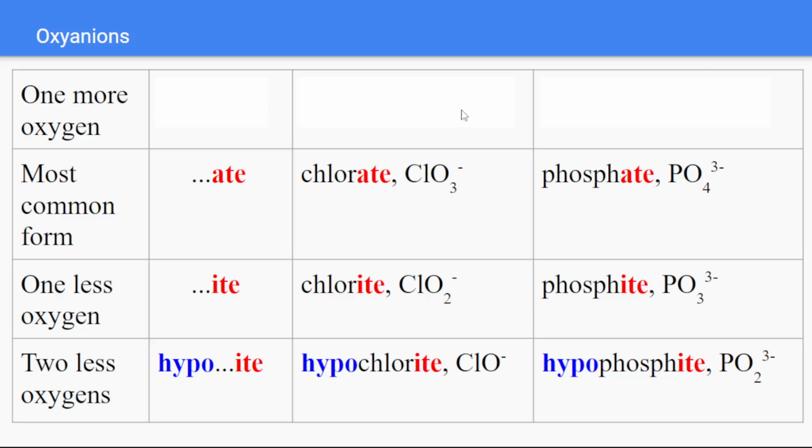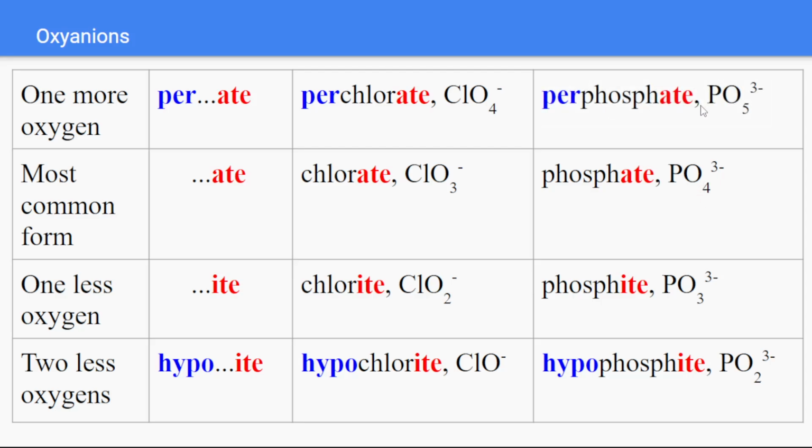Now if it has 1 extra oxygen, we give it a different prefix and we keep the "ate" ending. So "per-ate." Chlorate with 4 oxygens instead of 3 is perchlorate. Phosphate with 5 oxygens instead of 4 is called perphosphate.